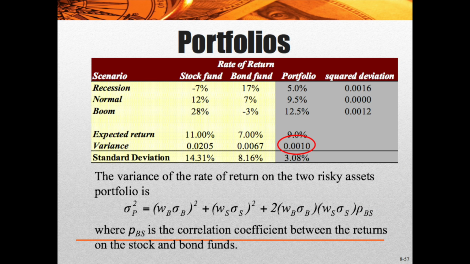Now, many professors would make you memorize and prove a standard deviation for a two-item portfolio. It's very common to make you memorize this formula, which is the variance, which is sigma squared. The variance of the portfolio sub P equals the weight of the bonds times the standard deviation of the bonds squared plus the weight of the stocks times the standard deviation of the stocks squared plus 2 times the weight of the bonds times the standard deviation of the bonds times the weight of the stocks times the standard deviation of the stocks multiplied by rho, or the correlation coefficient of the bond stock portfolio.